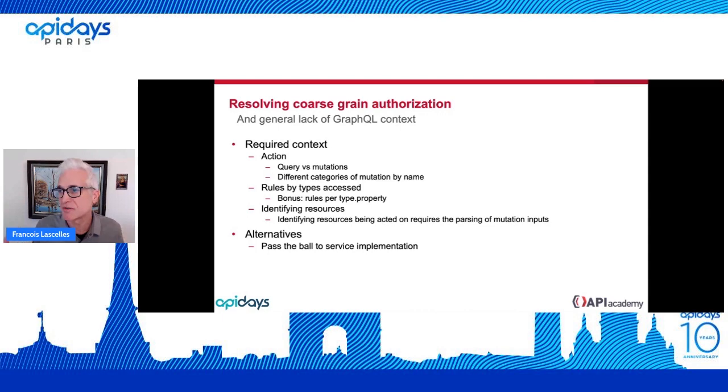And the alternative to adding this GraphQL context into your API infrastructure is to basically pass the ball to the service implementation. And that's just not acceptable in certain domains where the infrastructure needs to be responsible for securing the APIs.